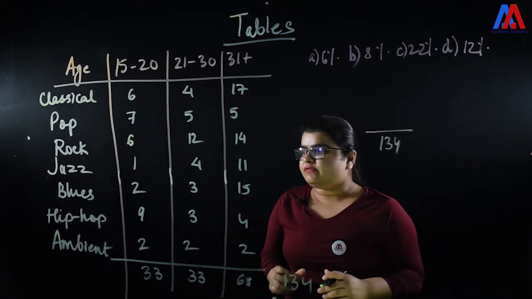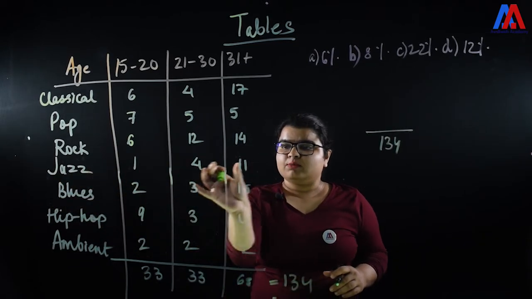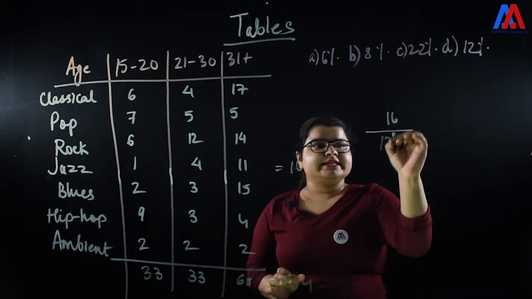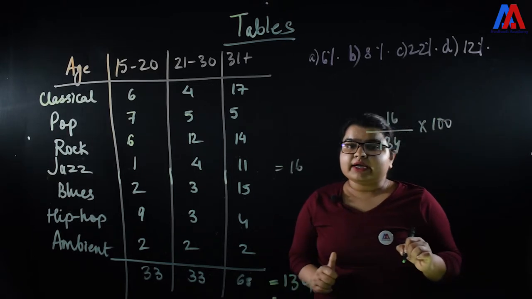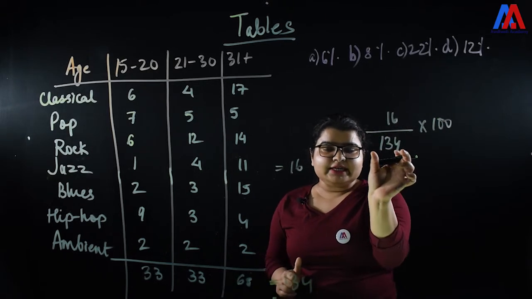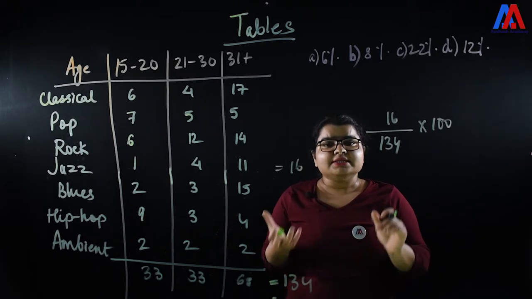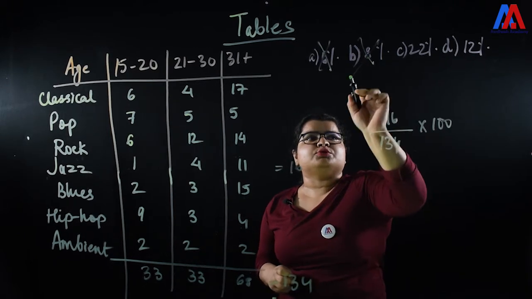Now, we need the number of people who like jazz. So, these would be 1 plus 4 plus 11. So, this gives us 16. So, we will have 16 by 134 multiplied by 100. Now, again, just look at the denominator. We find that 10% is 13.4. Thus, our answer cannot be less than 10%. So, we can eliminate these two options.